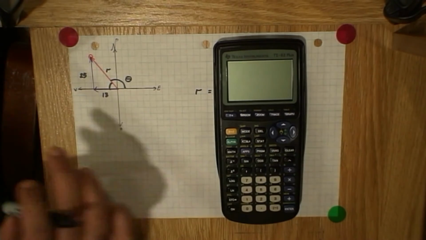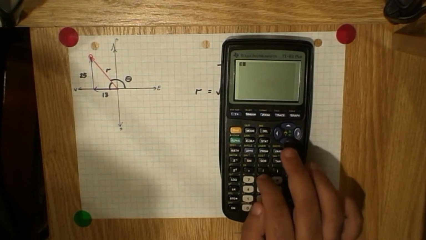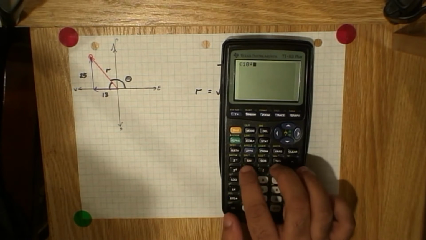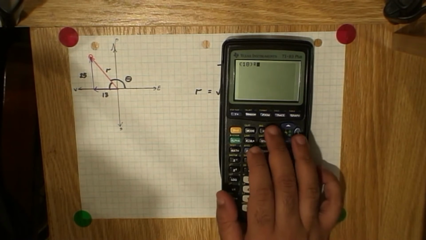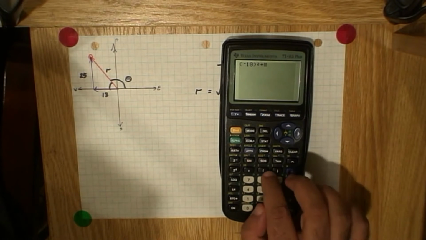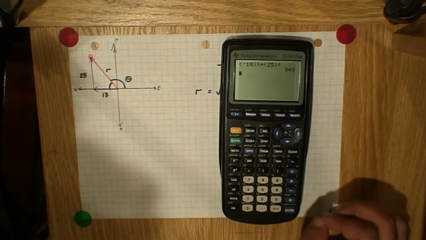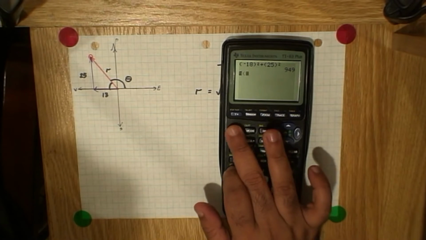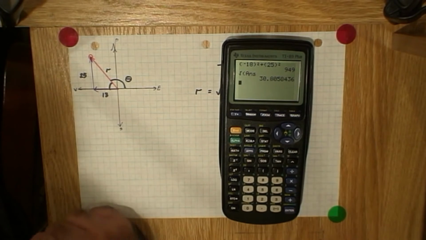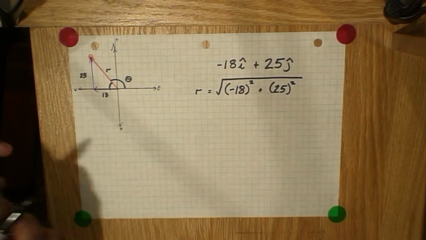So, let's solve this out. Negative 18 squared plus 25 squared gives us 949. The square root of that answer is 30.81.